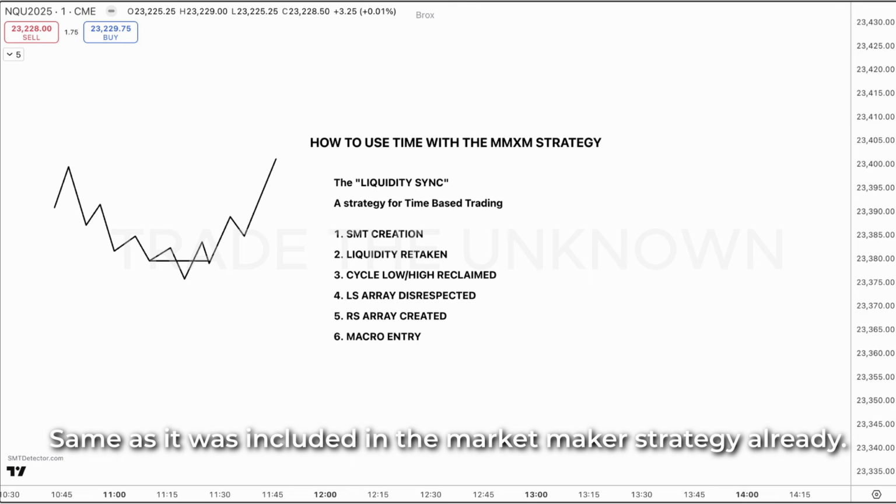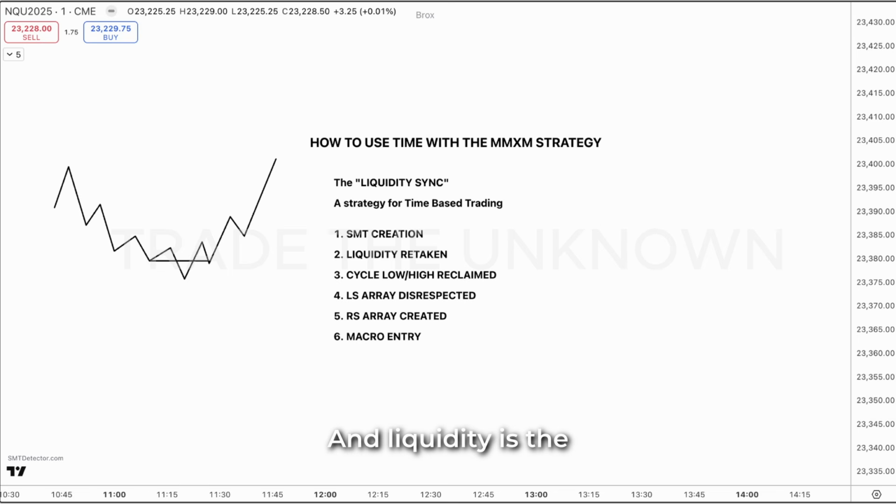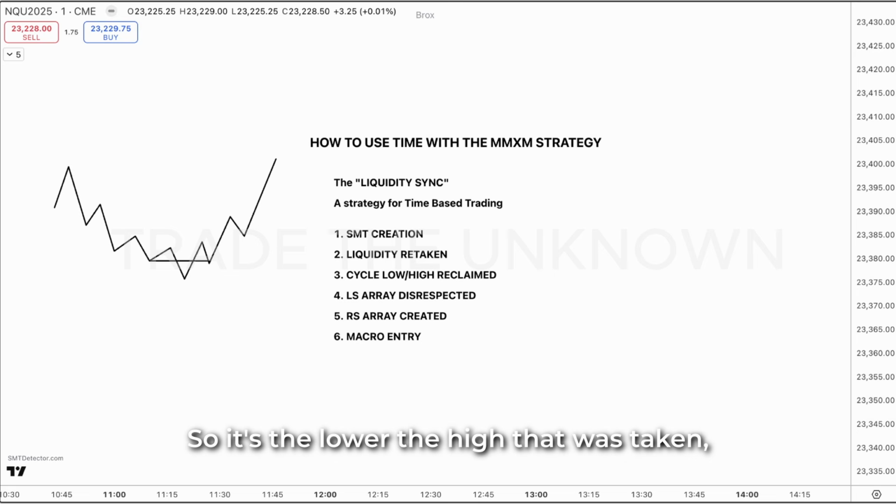And that's also the first step of this time protocol, same as it was included in the market maker strategy already. Next step, we're going to be waiting for the liquidity to be retaken. And the liquidity is the one that we had SMT with. So it's the low or the high that was taken, but not on the other pair. So we're simply going to wait for the pair that took the liquidity, that created the SMT, to retake it.